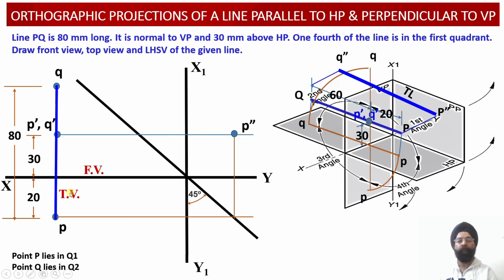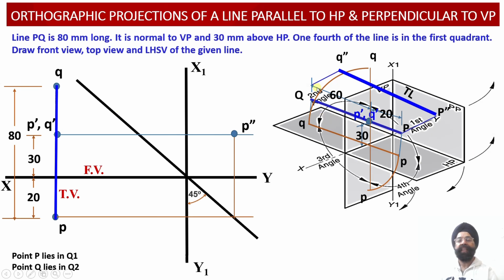Similarly, corresponding to the point Q, again point Q double dash will be lying onto the same line, because Q point is also available with us at a height of 30 millimeter above the horizontal plane. Now the location of the point Q is 60 millimeter behind the vertical plane. This distance, from this point to this point, is 60 millimeter behind the vertical plane.